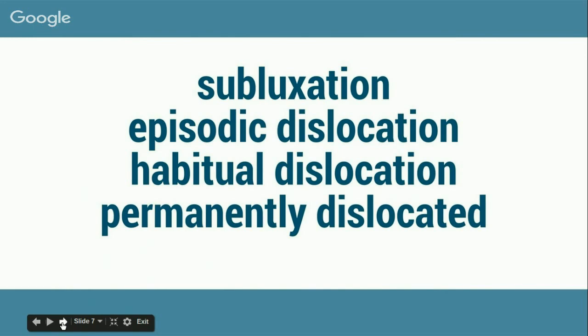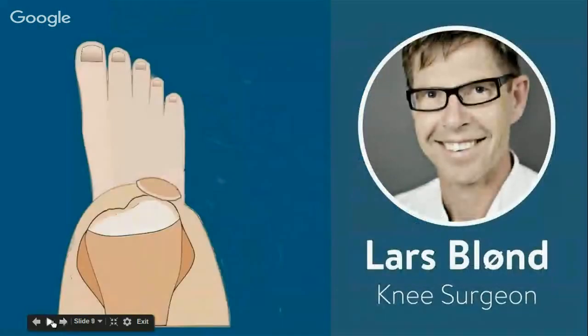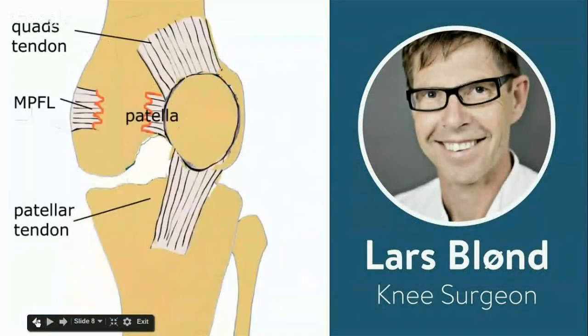So you operate on these people. What is the most frequent procedure that you do to stabilize this? Oh, it's definitely the MPFL reconstruction. It's a new ligament on the inner side of the knee, stabilizing the patella. It's like check reins for the patella. So we just put in a stronger ligament to keep the patella there.